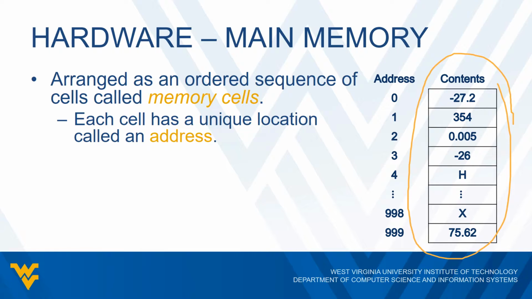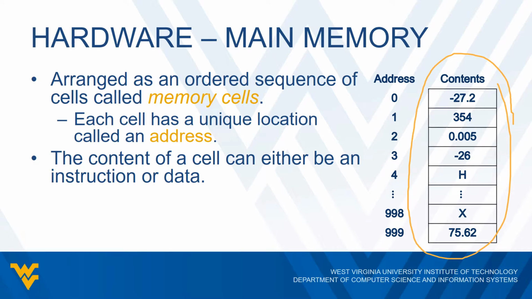The larger your RAM size, the more memory addresses. So if you have 8 gigabytes of RAM, you're going to have more addresses than if you had 2 gigabytes of RAM. But each cell would have some form of data, and there would be some unique address that corresponds to that particular cell. The contents of a cell can be either instructions or data.